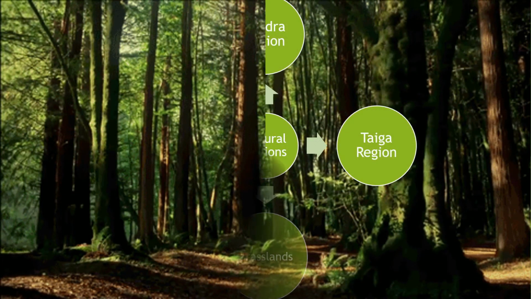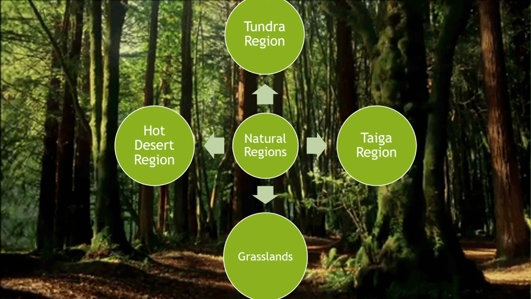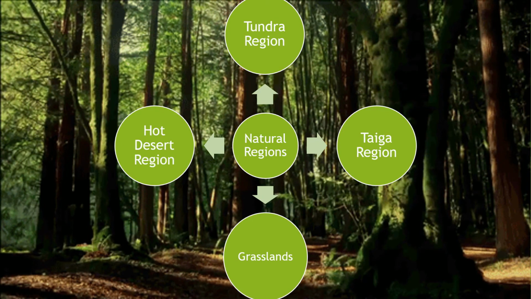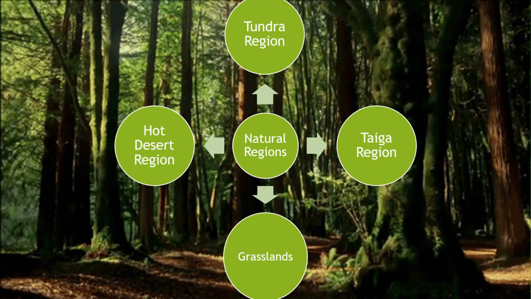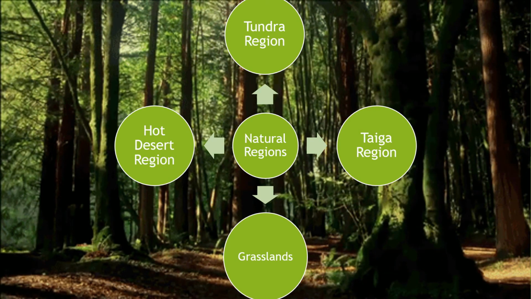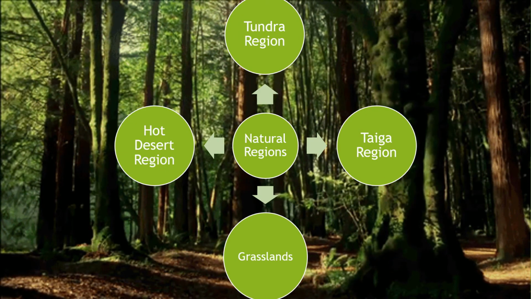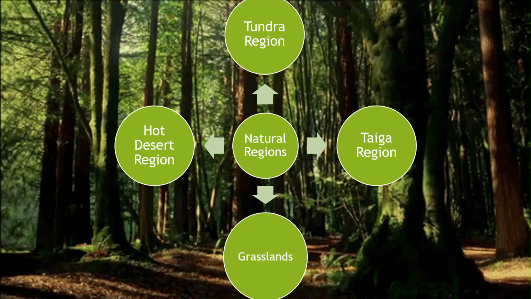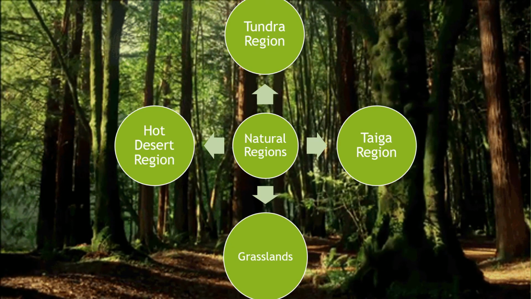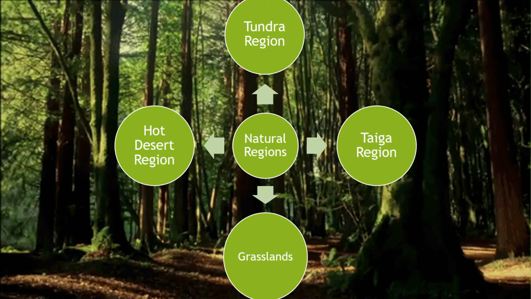Well, students, let's have a quick recap of all the things we learned today. We looked at how natural regions are formed. We also learned the different types of natural regions. We learned that the tundra region and the taiga region have very cold climates. We also looked at grasslands and the different types of grasslands like the steppes and prairies, as well as the vegetation that grows in these grasslands and the animal life.